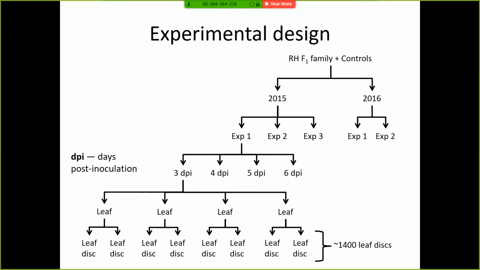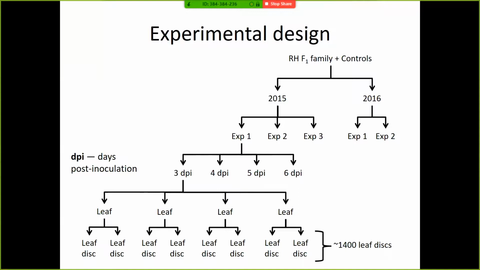The experimental design here is for the RH family. We had controls, and we did this over 2 years, 2015 and 2016. In 2015, we had 3 experiments. In 2016, we had 2. For each experiment, there was a time series collection of data from 3 DPI, or days post-inoculation, to 6 DPI, or sometimes it was 4 DPI to 7 DPI if we didn't see sporulation at 3 DPI.